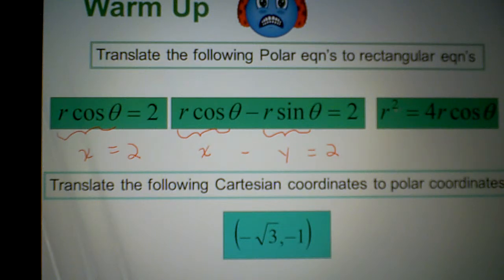And then if you recall from triangles, r squared is x squared plus y squared is equal to 4 r cosine theta, which is x.